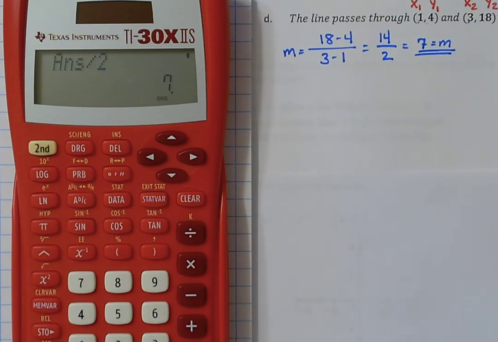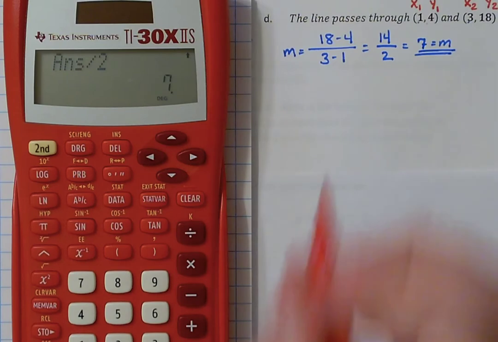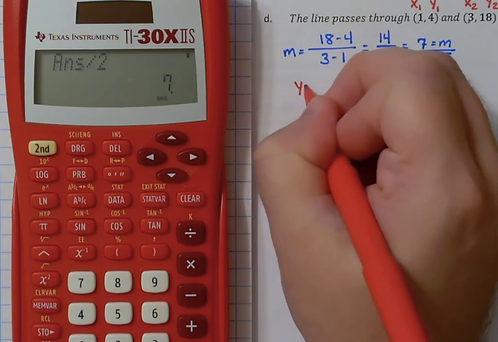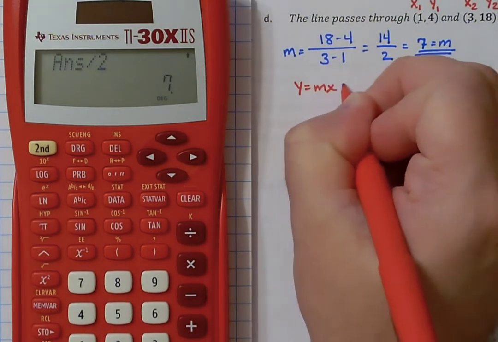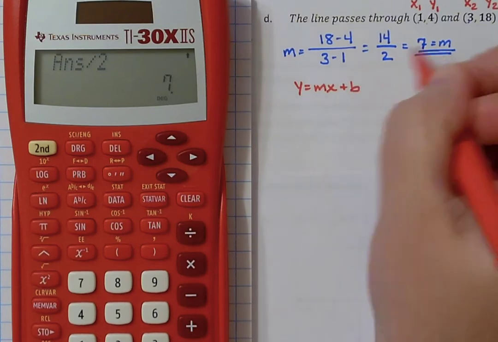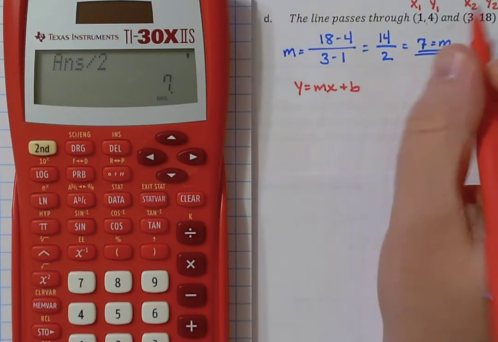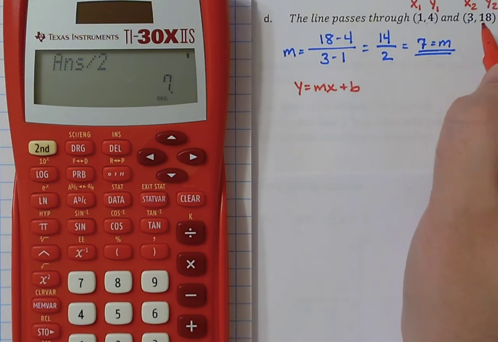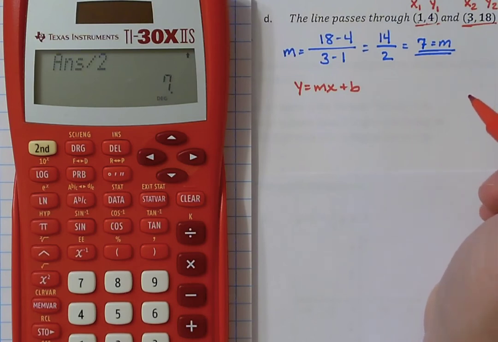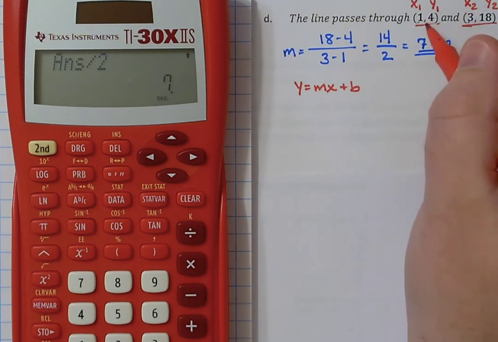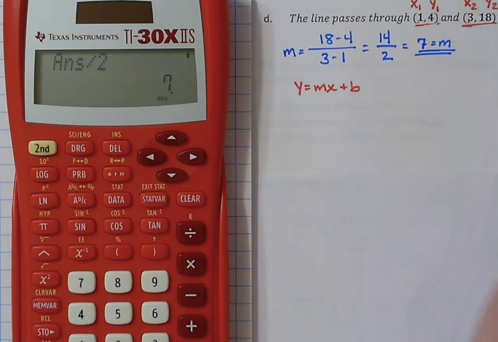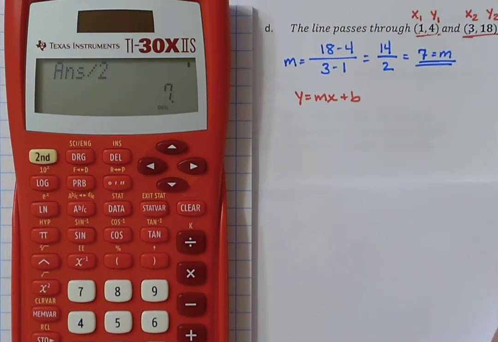My second part is I then need to take my equation, y equals mx plus b. I'm going to plug my m in and then choose one of my points. Doesn't matter which 2 points you choose. You can either choose 1, 4 or 3, 18. That is totally up to you. I'm going to suggest we use 1, 4 because smaller numbers are nicer when we're doing simple calculations.